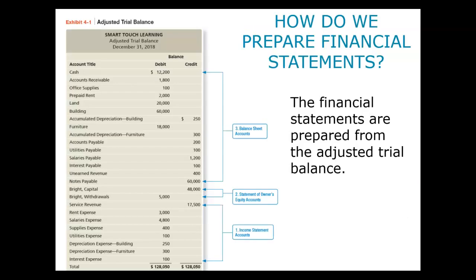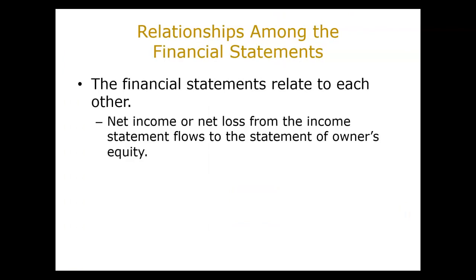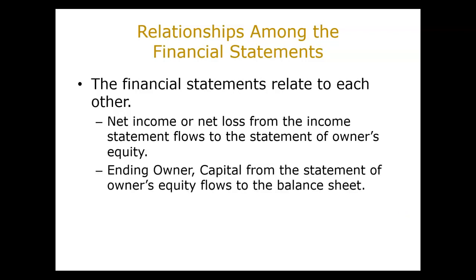So, what is the relationship between these three financial statements? Well, they all relate to each other. The net income or net loss from the income statement will flow into the statement of owner's equity. Your ending owner capital from the statement of owner's equity is going to flow into the balance sheet. So therefore, you have to do it in that order. You have to do the income statement first, then the statement of owner's equity, then you can do the balance sheet. You cannot do those out of order because you'll need some of that information from the previous statements.